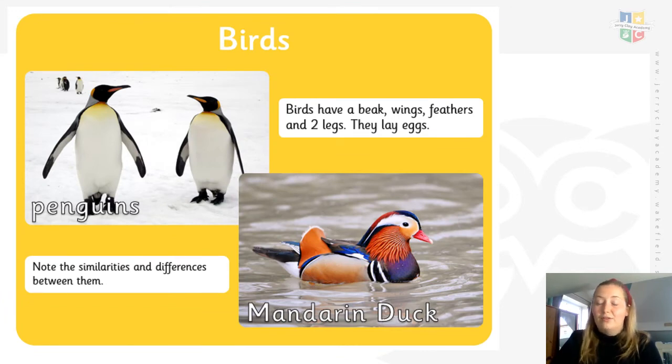Birds. Now, we have lots of birds in the UK, don't we? Birds have a beak instead of a mouth. They have wings and feathers and 2 legs, and they lay eggs. Can you see a penguin and a mandarin duck? I've never seen a mandarin duck before. It's very pretty. So, you need to find out, are there any other birds? What other breed of bird do you know? There's lots.